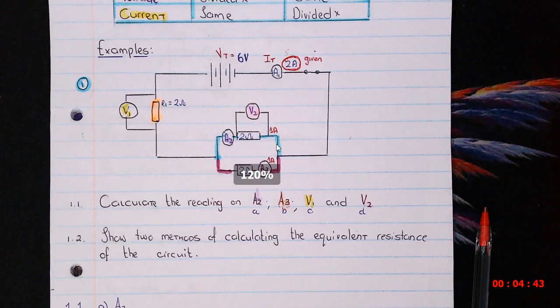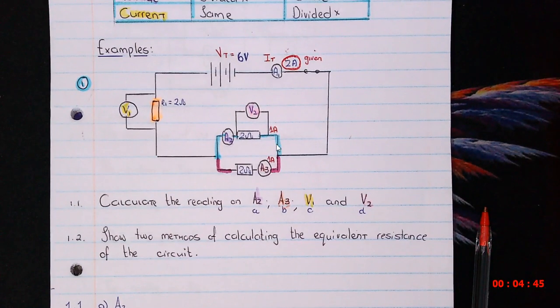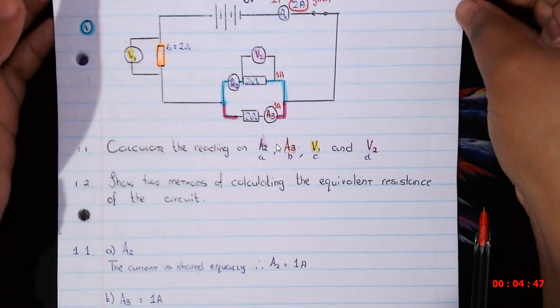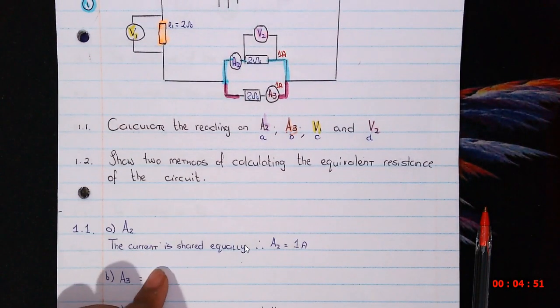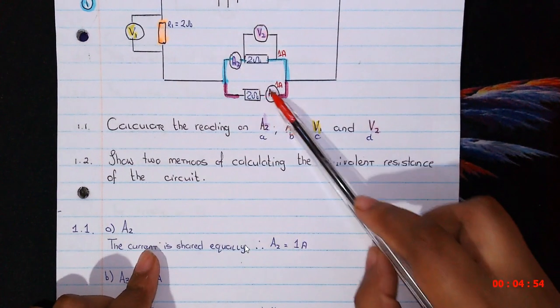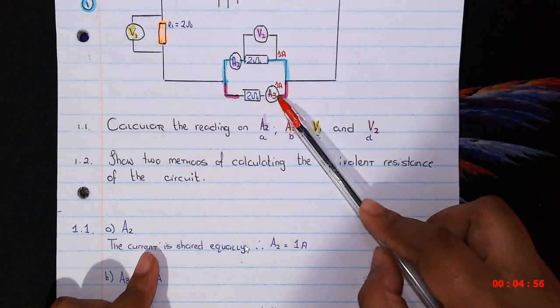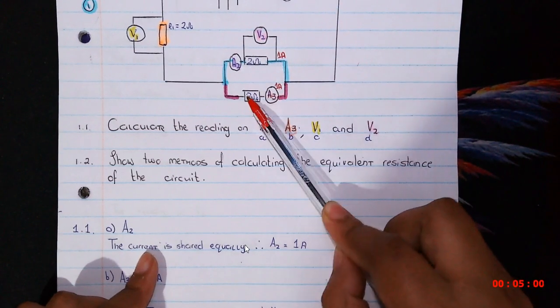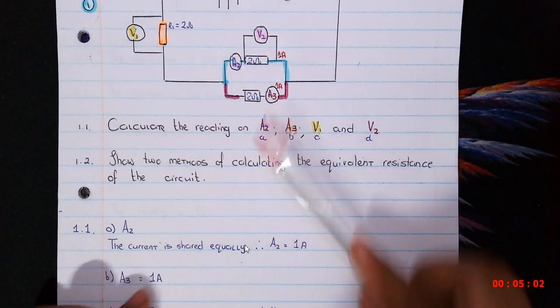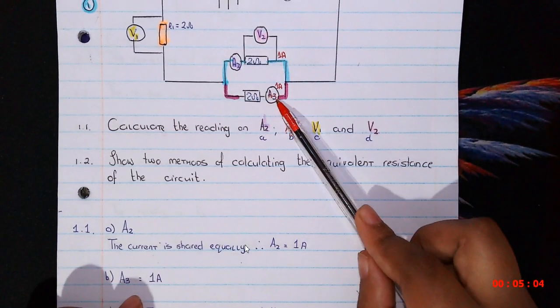I'm going to zoom out. The reading on A2 is 1 ampere because the current is shared equally. Then they ask us for the reading on A3, which I think is just as straightforward, because if 1 ampere is going this way, then the other one is going that way. So 1 ampere on A2 and 1 ampere reading on A3.